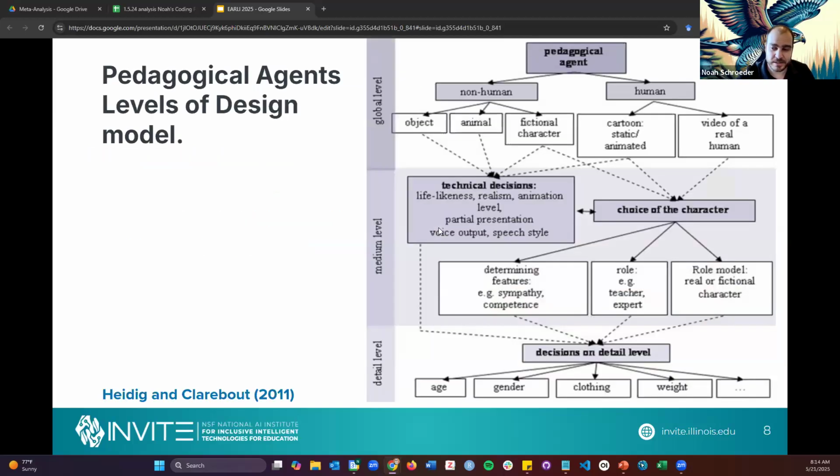And it gets into these little details of agent design. So we chose this framework because of its robustness, but we also used this as a coding framework for all of the systematic reviews that we did moving forward.